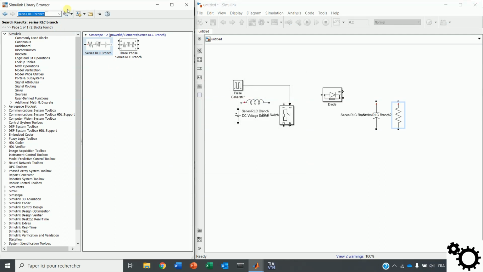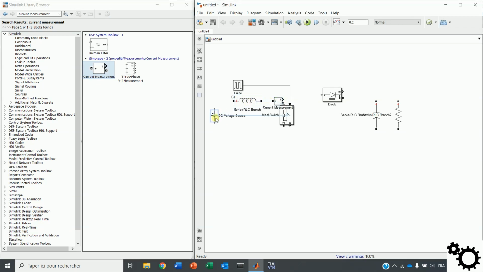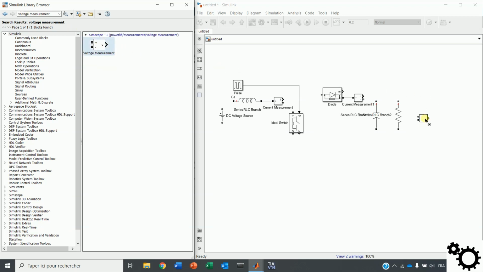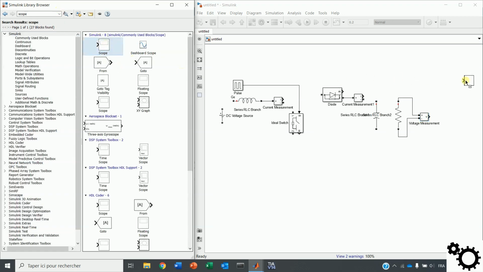I will also use two current measurements. One for the inductor, one for the diode, and I will use one voltage measurement for the output voltage. So at the resistor terminals, I will use the scope for displaying the signals.